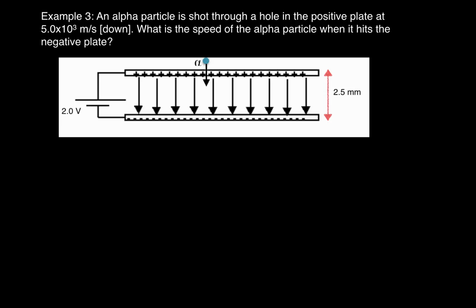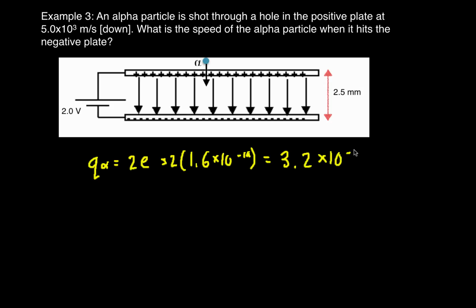An alpha particle is a positively charged particle. The charge of an alpha particle is equal to 2 times the elementary charge. This is 2 times 1.6 times 10 to the minus 19, which gives us a charge for the alpha particle equal to 3.2 times 10 to the negative 19 coulombs. The mass of the alpha particle is 6.64 times 10 to the negative 27 kilograms. These numbers don't need to be memorized, they're found on your Physics 30 data sheet.